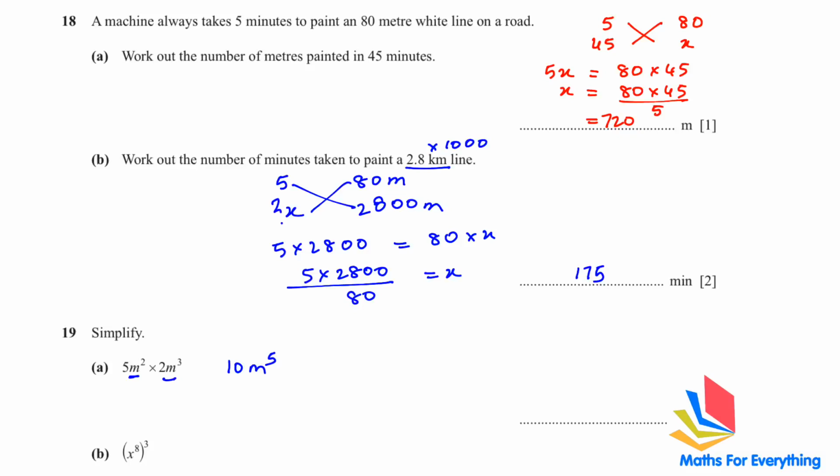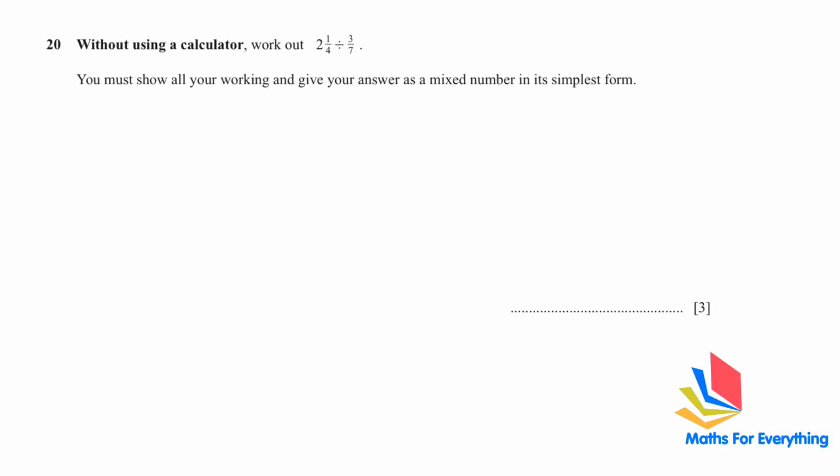Part B, a bracket is given to us, and inside the bracket, x to the power of 8, bracket close, power of 3. In a case like this, we multiply the powers. So x, 8 multiplied by 3, 24. That's our answer.